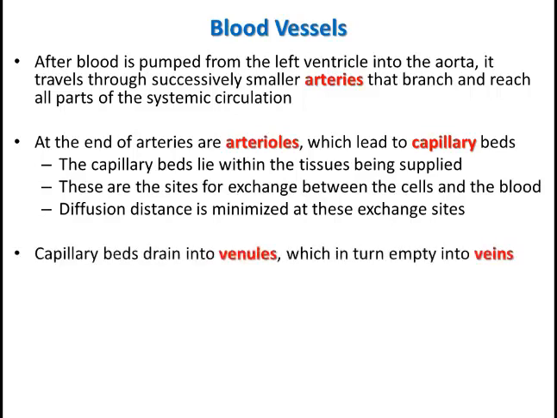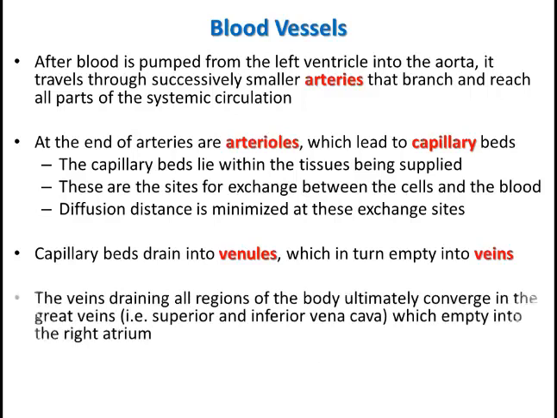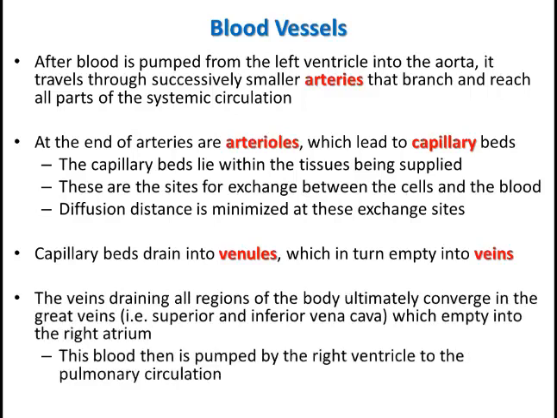Leaving the capillaries, now coming back towards the heart, the capillary beds drain into vessels called venules, which in turn empty into veins. And the veins, draining all the regions of the body, ultimately converge into either the inferior or the superior vena cava, ultimately, of course, emptying into the right atrium. That blood is then pumped through the pulmonary circulation to be refreshed, to come back to the left ventricle, ultimately to be sent through the systemic circulation again.